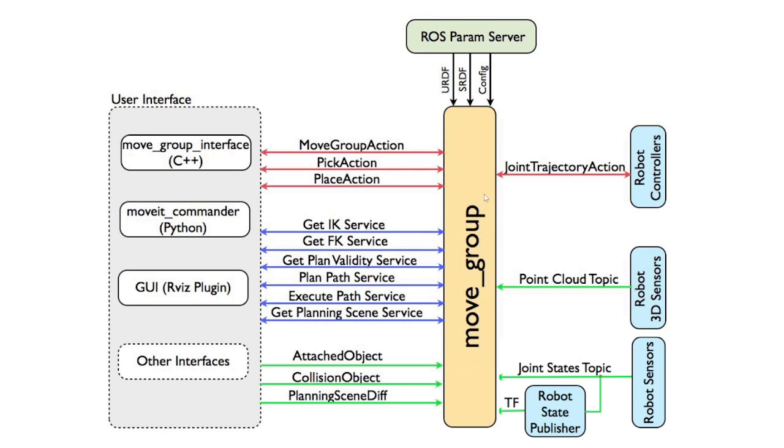So as you can see, there is this set of packages. We can say that it's a very complex node that is called MoveIt, that you can see is in the center. It's considered to be the heart of MoveIt. And what does it get as an input? Well, we can see that we have our robot controllers, and there's a back and forth interaction thanks to the joint trajectory action.